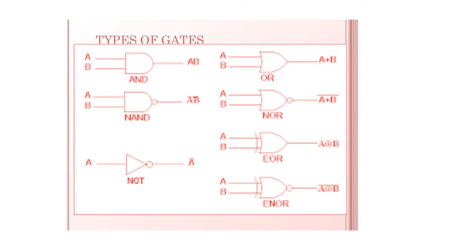Then we have seen a NOT gate. So A, when given to a NOT gate, the output will be A bar. And then we have the XOR gate or EOR gate, where A and B, when you give as input into the XOR gate, you get A XOR B as the result. We can also have an XNOR gate, where when we put a bubble at the end of the XOR gate symbol, it becomes XNOR.